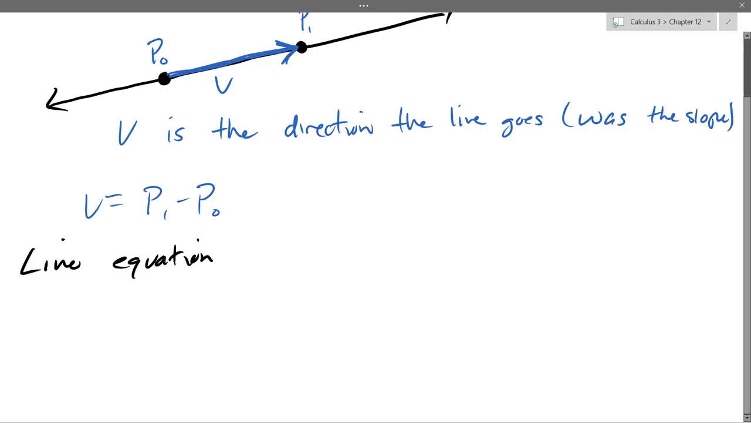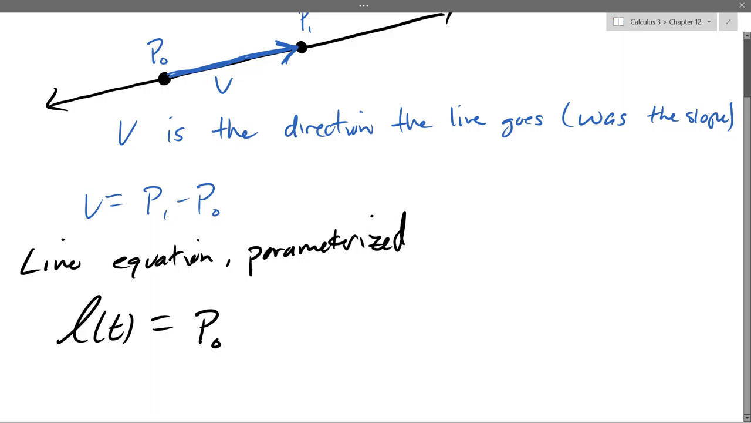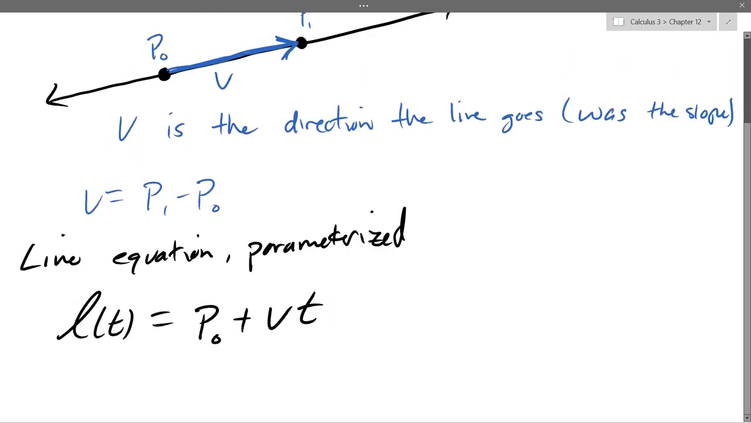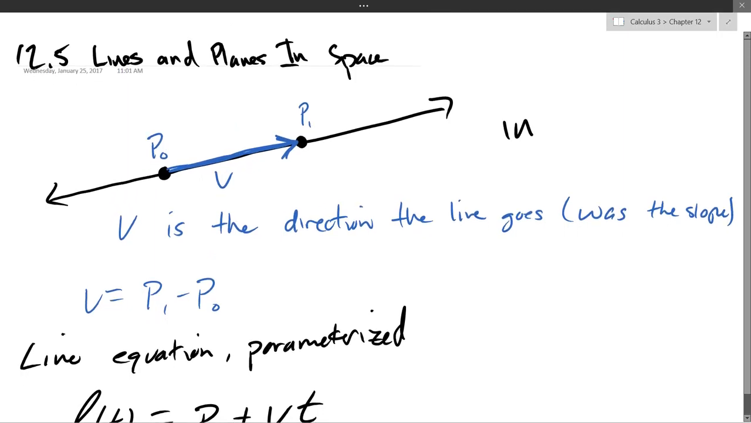So we'll start with the equation. So this is a parameterized line. I think your book uses R of T. I like L of T for line. L of T equals P naught plus VT.